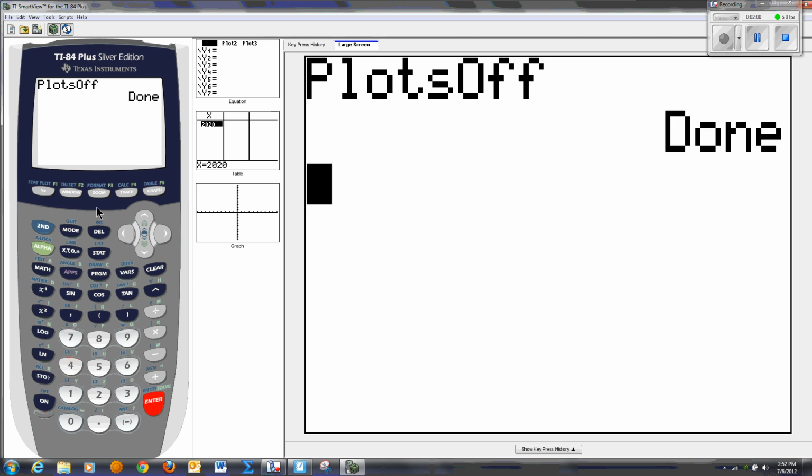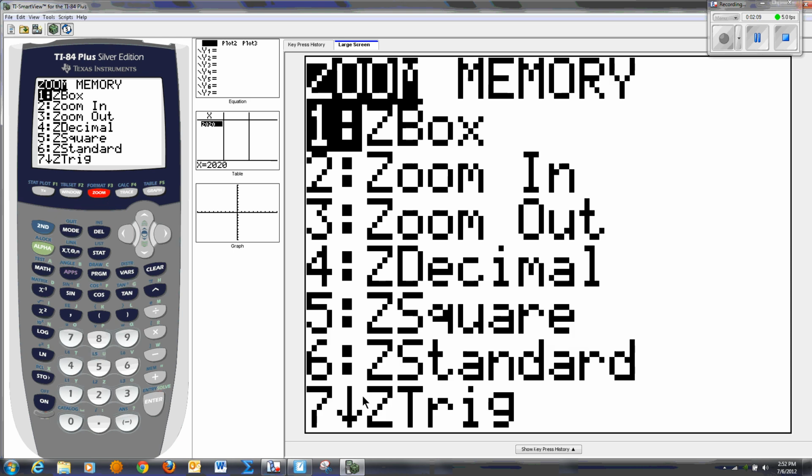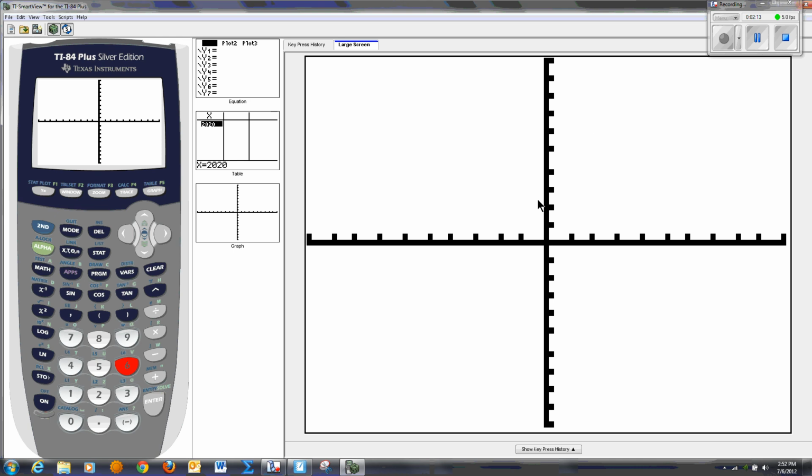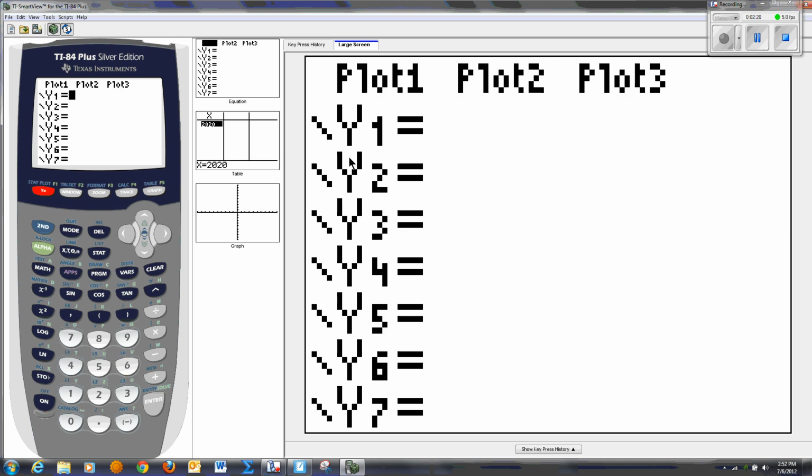All right. The next thing we're going to do is graph this within our standard window. And the standard window is from -10 to 10. So I go to zoom, and I go down to number 6, which is standard, and it sets up a -10 to 10 XY axis for me. And now what we're going to do is plug our function into y equals. If you have anything in here, clear it out.